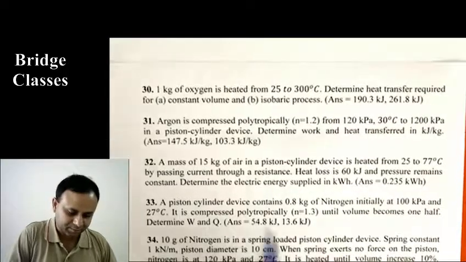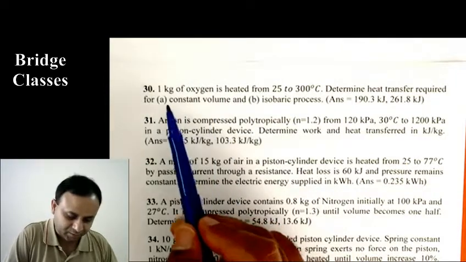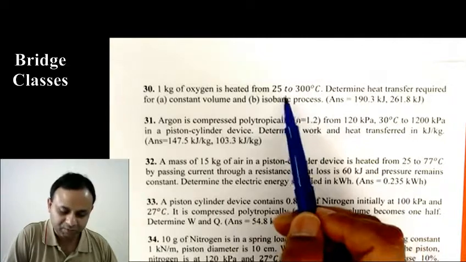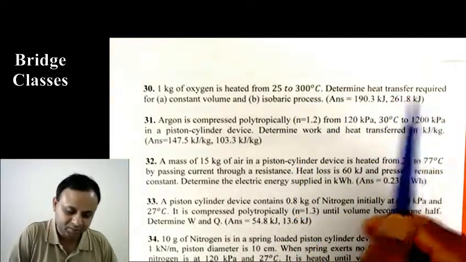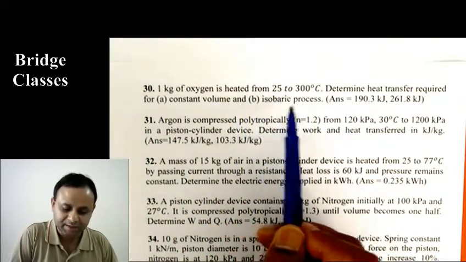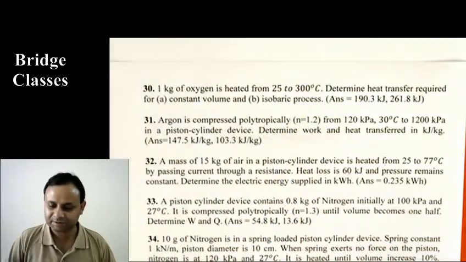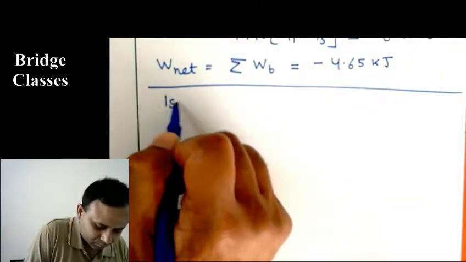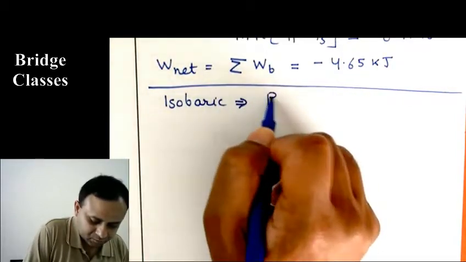Okay, let us look at number 30, and this is a very straightforward problem. It says 1 kilogram of oxygen is heated from 25 to 300 degrees C. Determine the heat transfer required for a constant volume and an isobaric process. Isobaric means it's a constant pressure process. Let me first clarify that. Isobaric means it is constant pressure.